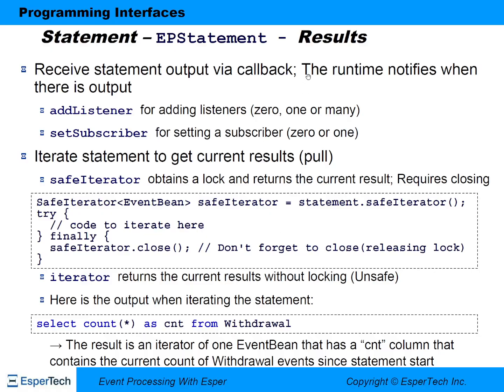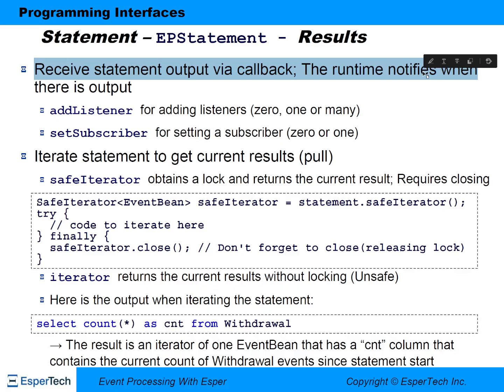There are two ways to get statement results. An application can receive statement output via callback. An application can also iterate a statement to read current results. Most often an application receives output via callback, either by adding listeners or by setting a subscriber. The runtime notifies the listeners and the subscriber, if any, when there is output.